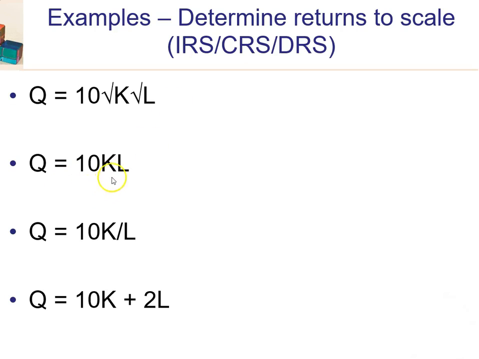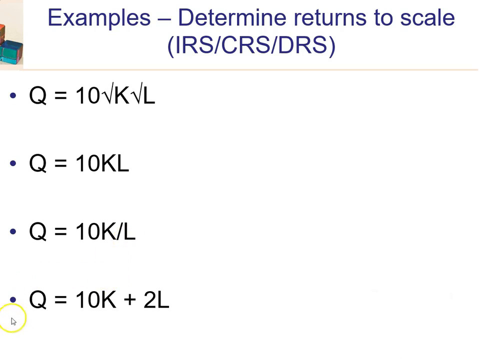The second example is also a Cobb-Douglas production function, in which the superscripts are 1 each. You add those up, you get 2. So this is an increasing returns to scale production function. In this one, you have K raised to the 1, L to the negative 1. So 1 plus negative 1 gets you 0. This is an example of a decreasing returns to scale production function.